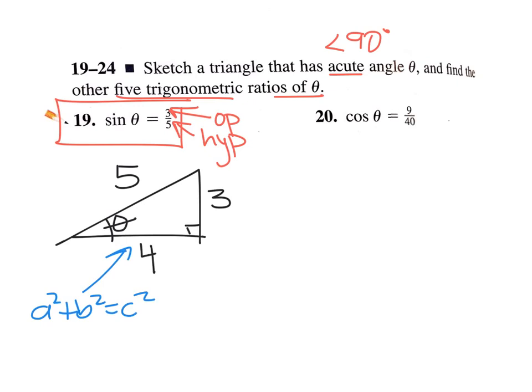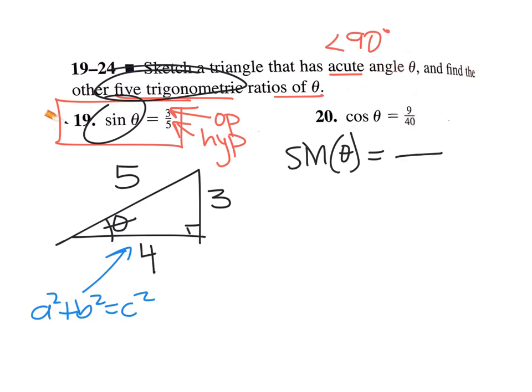So when it says the other 5, they tell us the sine of the angle. We're not trying to find the angle. We're trying to find the other 5 trig ratios. So sine is 3 over 5, opposite over hypotenuse. We know that cosine of the angle would be the adjacent over the hypotenuse.